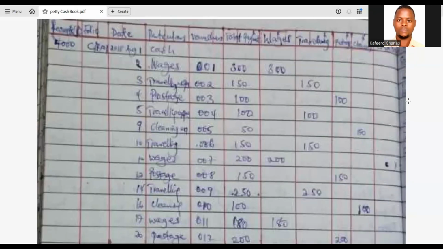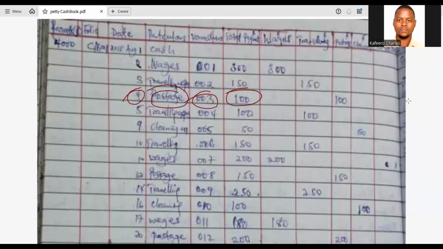The next transaction is on the 4th. So under the date column, we record 4th. What is the transaction? It is postage. So we write under particulars, postage. We call it payment voucher number 3 under the payment voucher column. How much did we pay? We paid $100. We included it under the total payment. That is the total amount that we paid.